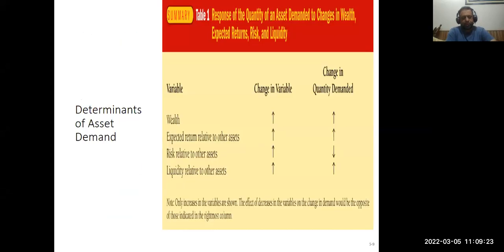So this is basically it: when your wealth increases, the assets that you demand increase. Similarly, if the expected returns on some assets increase, you buy more of them, and if the risk relative to other assets increases, you buy less of them. And when the liquidity increases, you buy more assets. So it's quite a simple kind of relationship.